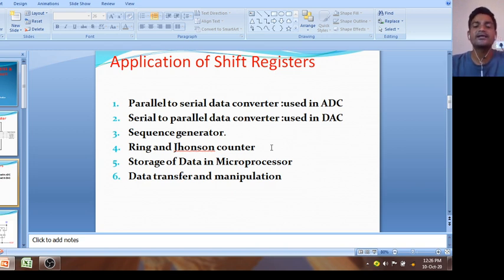Next, data transfer and manipulation. You can also use registers to transfer data. Suppose you have to transfer data from CPU to any memory, or memory to CPU, or similarly input output port to CPU, or CPU to input output port. In that case the CPU or microprocessor uses a shift register to transfer the data.